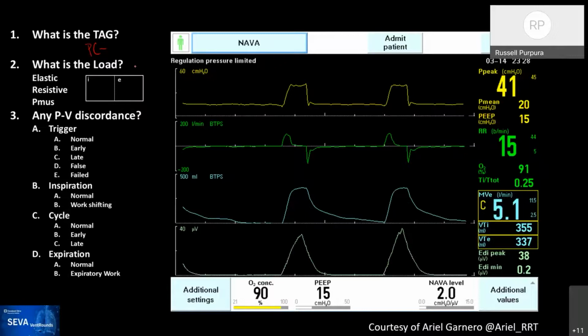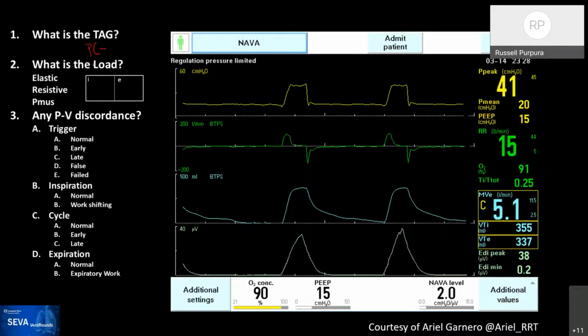So we have four things here. We got a pressure on top. It looks like we have flow in green. The volume looks like it's blue, and then I guess the esophageal probe is right there, and the green at the very bottom or light blue. Yes. It looks like on the very top, it's pressure controlled there.